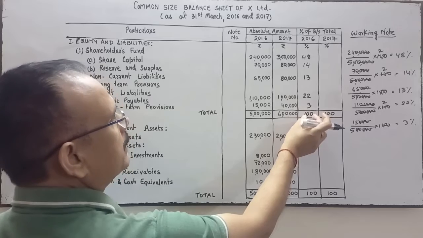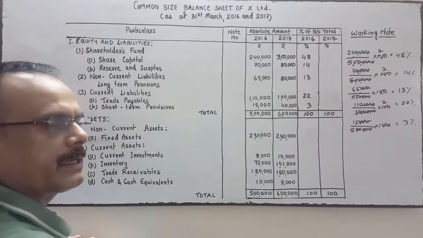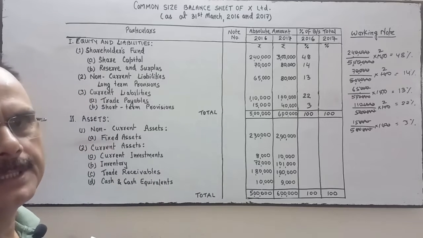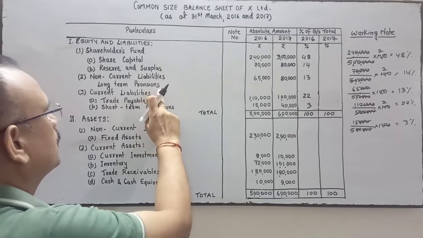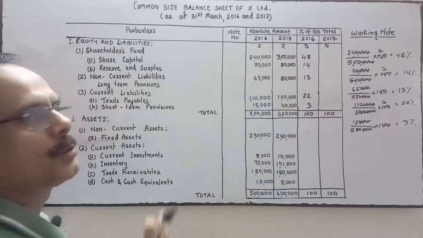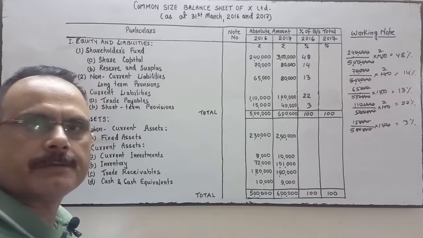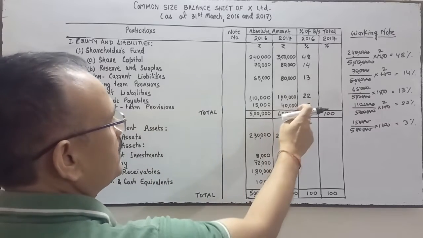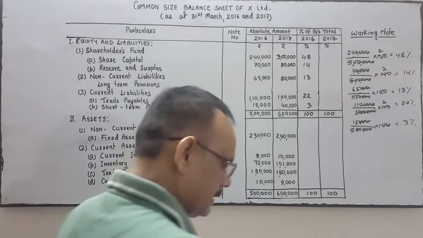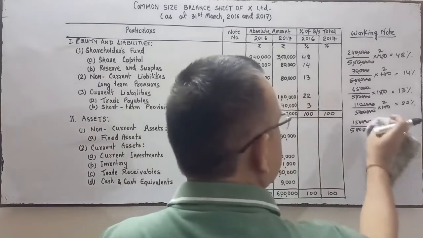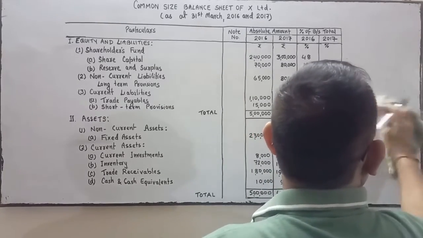As compared to that, the share capital is 48% in comparison to total equity and liability. Reserve and surplus is 14%. Long-term provision is 13% of the total equity and liability. Trade payable is 22% of the total equity and liability. And short-term provision is 3% of the total equity and liability. This is expressed in terms of percentage to total equity and liability.